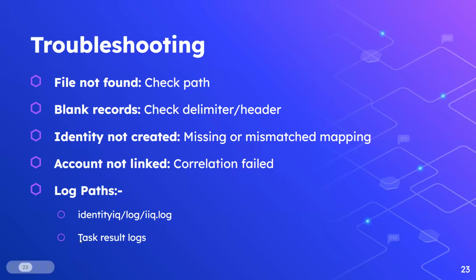Okay. And if after the aggregation your task doesn't succeed, then check the logs. File not found, blank records, identity not created, missing and mismatched mapping, account not linked, correlation failed, log paths. These are the steps that we would take to see what's wrong. If this occurs, then that is the thing you need to do. If the file is not found, then you might have provided the wrong path.